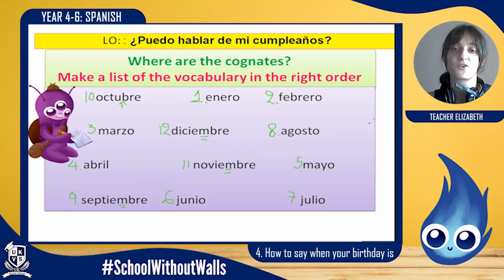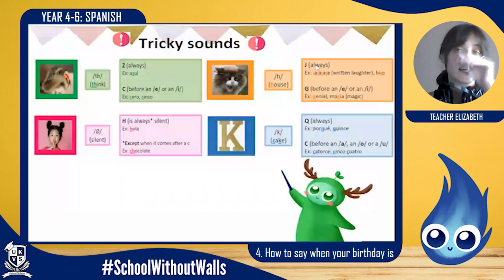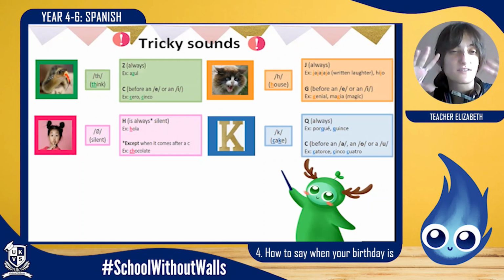Eso es, perfecto. Ahora, por favor, please make sure that you got that order. If not, don't worry too much about it because I'm going to go through them in a minute again, okay? Now, vamos a ver. Before I go through the months one by one, I just want to make sure that we start listening for these tricky sounds.